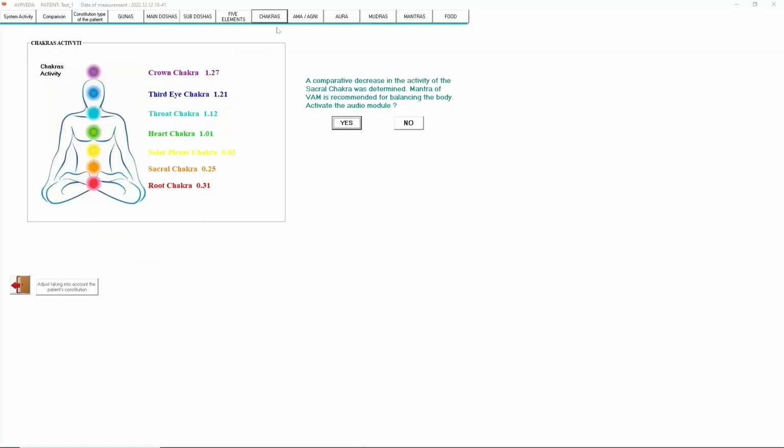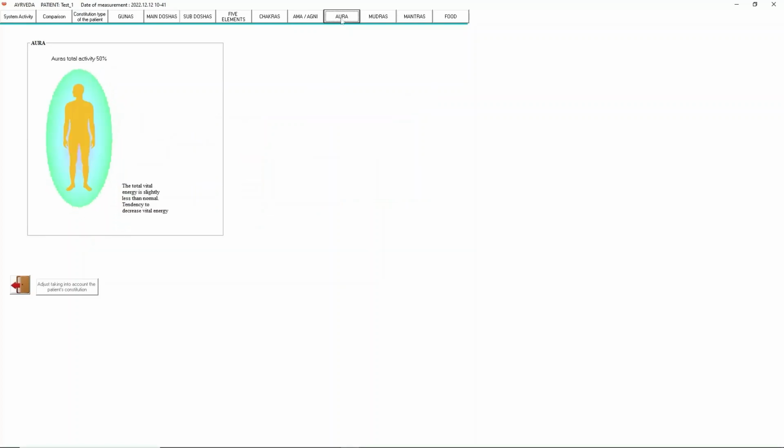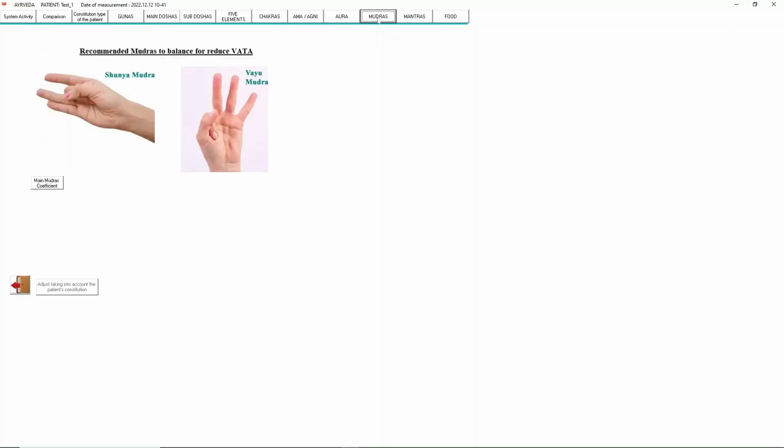Chakras. The activity of conditional energy centers in the human body is presented here. The degrees of manifestation of the substances Ama and Agni are shown on these 2 scales. The energy state of the whole organism, or aura, is conditionally shown in this figure. An analytical diagnostic system can offer some recommendations. For example, mudras. Such mudras use is advisable to reduce the dosha of Vata.